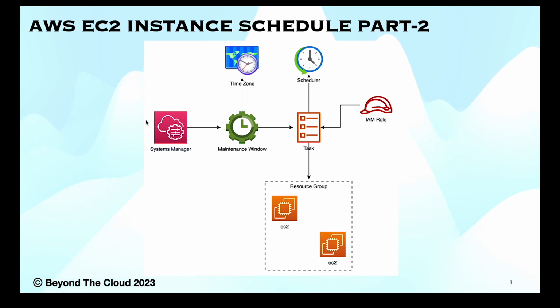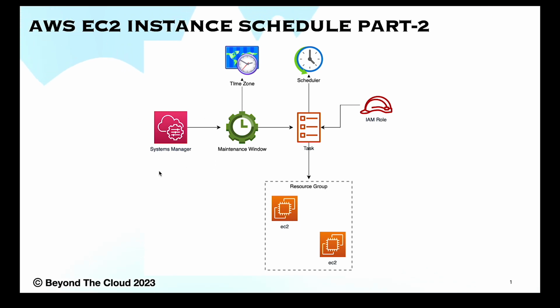Inside Systems Manager, we can use a couple of services and combine them to schedule our EC2 instances to start and stop at a predefined time. So how can we do that? How can we achieve that?